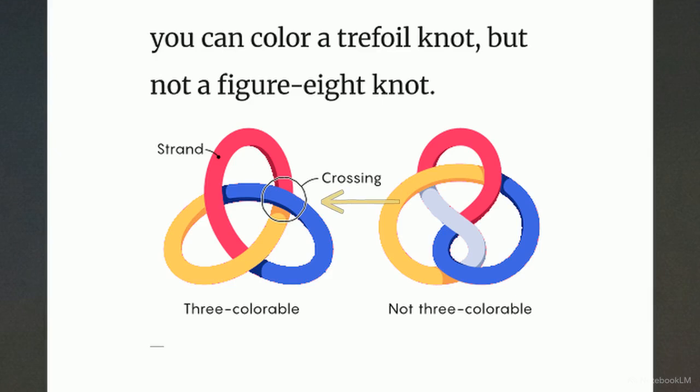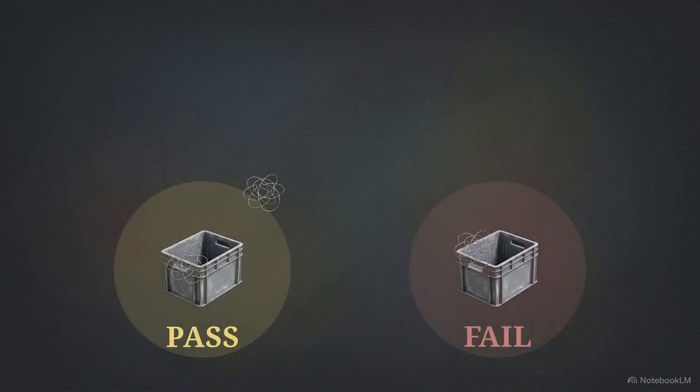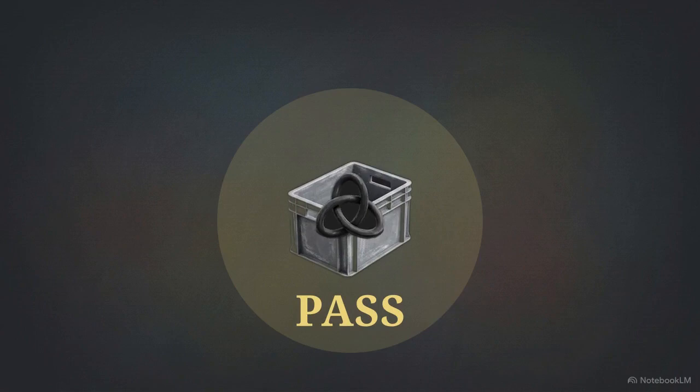This trefoil knot passes the test. At each circled intersection, red, blue, and yellow meet. However, the figure 8 knot on the right fails. No matter how you arrange the strands, you'll always end up with an intersection featuring only two colors. This test acts as an invariant that separates knots into two permanent buckets. If a knot starts out three-colorable, it remains three-colorable no matter how much you twist or pull the strands.